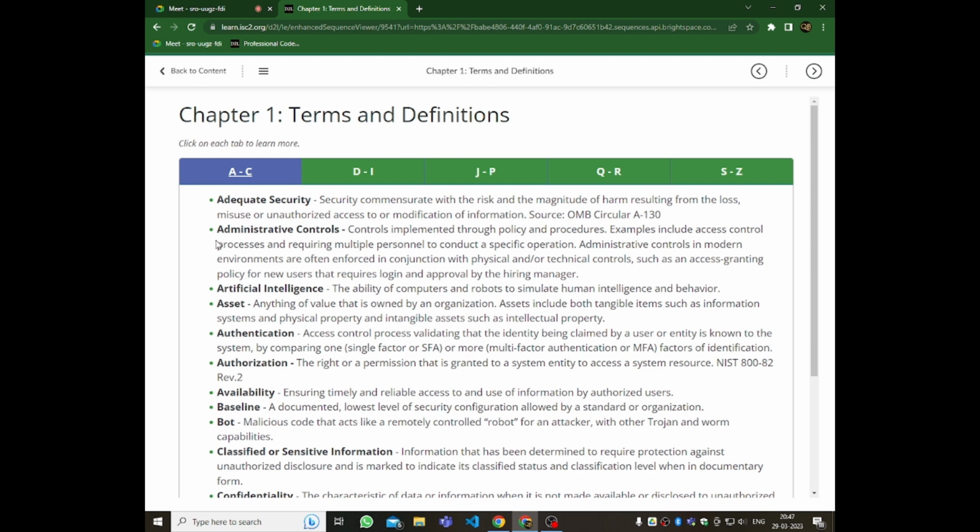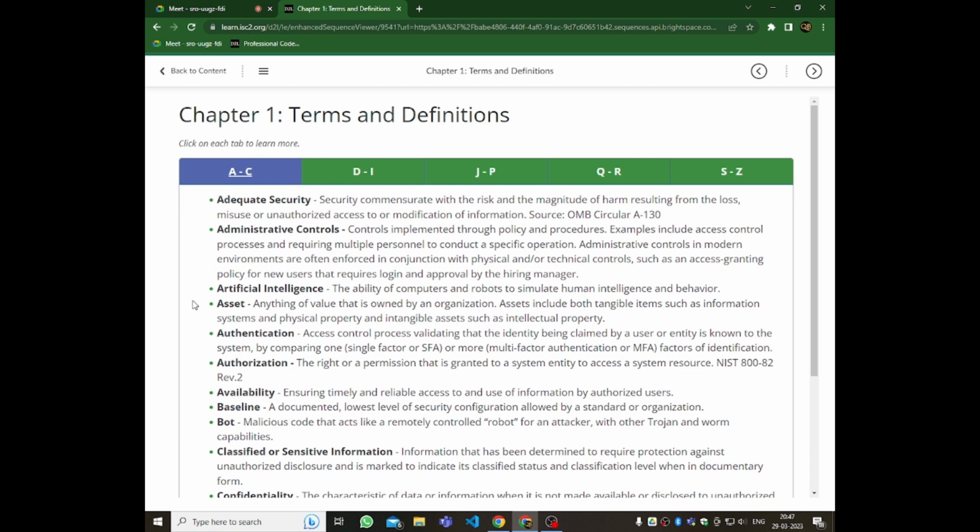Administrative control. The next is administrative control: controls implemented through policy and procedures. Examples include access control processes and requiring multiple personnel to conduct a specific operation. Administrative controls in modern environments are often enforced in conjunction with physical and/or technical controls, such as an access granting policy for new users that requires login and approval by the hiring manager.